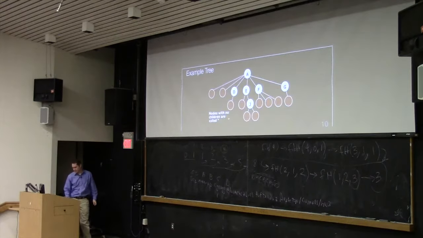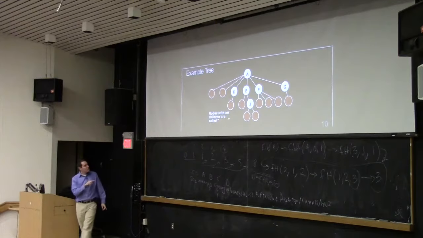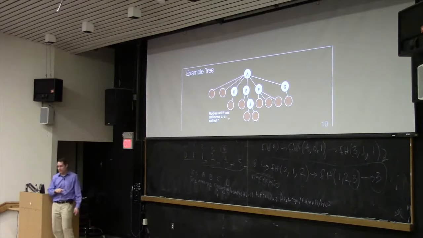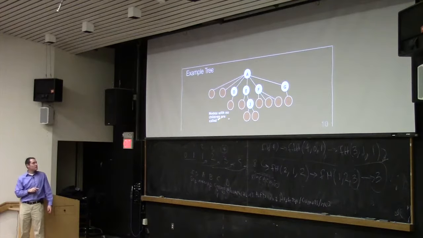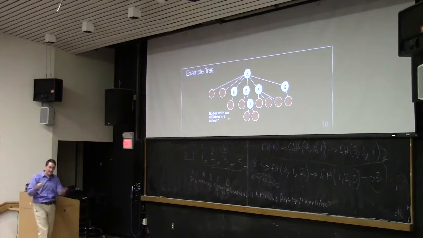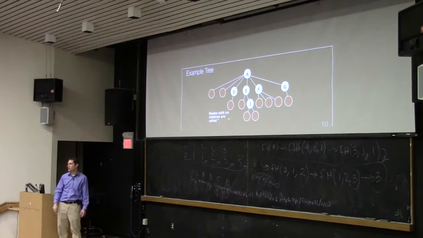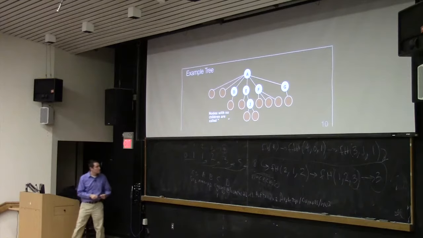More terminology. Nodes with no children are called leaves, L-E-A-V-E-S. Sorry, they're red, I don't know why it was red. Nodes with no children are called leaves. This is going back to the biological tree analogy, so we're mixing analogies a little bit, but that's what they're called. H is a leaf, K is a leaf, P is a leaf, all the red ones in this case are leaves. F is not a leaf because it has children.